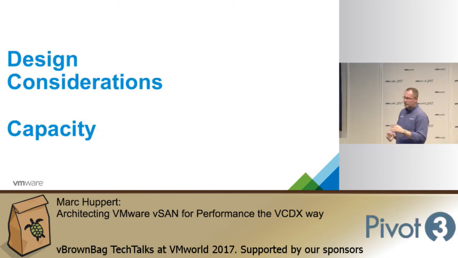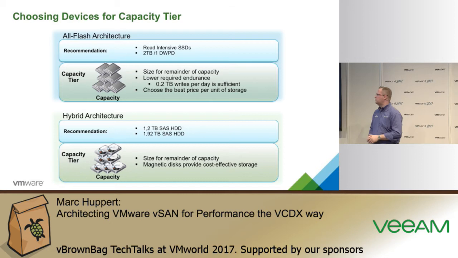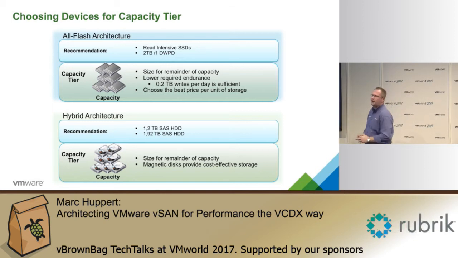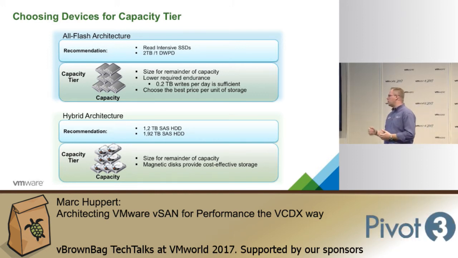That's the caching tier. Now the capacity part. What should I choose as a capacity part? Within an all-flash configuration, you can choose read-intensive SSDs, and we have really good experience with the 2 terabyte model with 1 drive write per day. It is okay. You should calculate with a device of 0.2 terabytes written per day. Within a hybrid configuration, 1.2 terabyte or 1.92 terabyte as a capacity device.